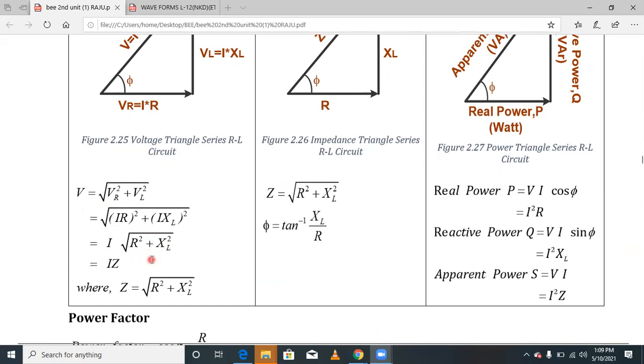Impedance Z is equal to R plus j XL. Then the magnitude of Z is the square root of R squared plus XL squared. You know that for X plus jY, the magnitude is the square root of X squared plus Y squared. In the same way, for R plus j XL, the magnitude is the square root of R squared plus XL squared, which is the impedance Z.